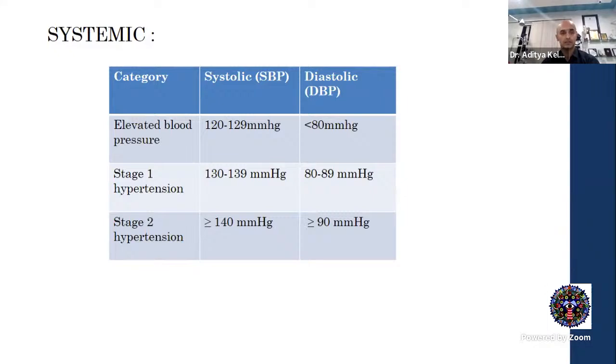Blood pressure can be categorized into three. First is elevated blood pressure, when you have blood pressure of 120 to 130 and less than 80 diastolic. Then stage 1 hypertension is when the blood pressure is between 130 to 139 and the diastolic is 80 to 90. And stage 2 hypertension is when you have blood pressure of more than 140 and 90 millimeters of mercury.